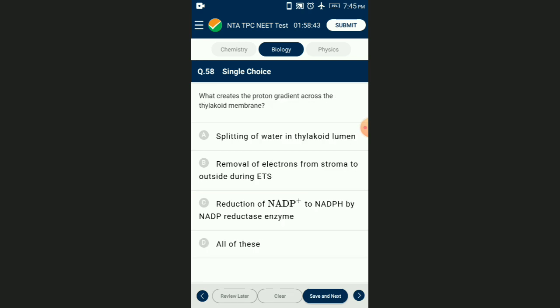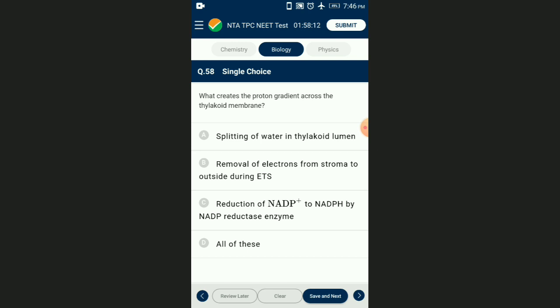Question number 58. What creates the proton gradient across the thylakoid membrane? In chloroplasts, the generation of a proton gradient across the thylakoid membrane is coupled with ATP synthesis. This coupling of ATP synthesis with the development of proton gradient was shown by a British biochemist Peter Mitchell in the year 1961 in his famous chemiosmotic hypothesis.